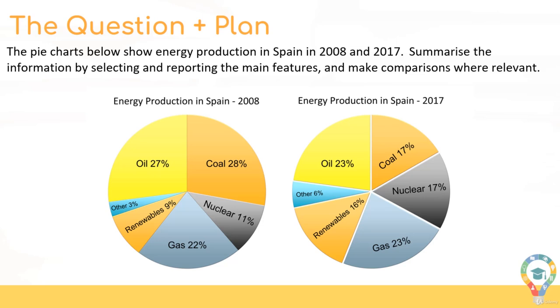In comparison, in 2017, I can see that oil and coal have both decreased. Nuclear's increased by 6%, gas increased by 1%, renewables and other, it looked like they both nearly doubled. So that's just me quickly taking a look at the data and getting a better idea of what I will need to write in my report. It's now time for me to write a quick plan.